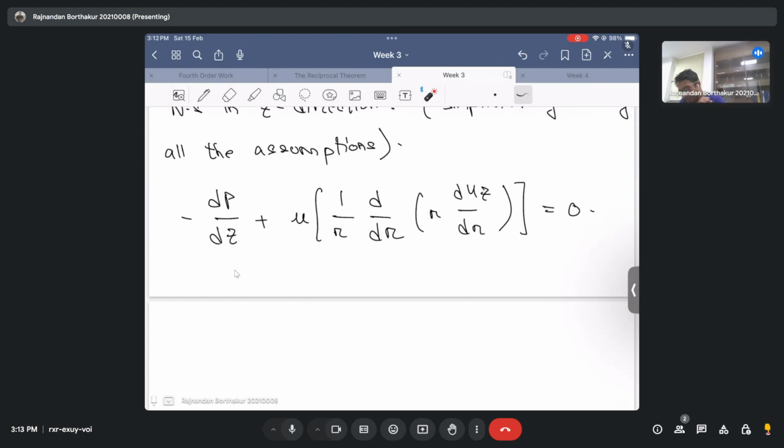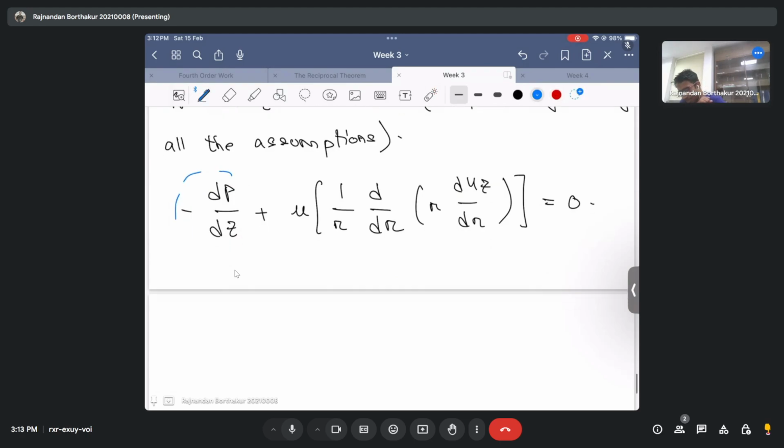But before that, since we know that there is an applied pressure gradient, which is reflected by this term minus dp dz, and we know that this is just a constant, just for the sake of not repeatedly writing minus dp by dz, I replace it with some g. So g is just the constant pressure gradient that I'm considering in my analysis, where g is nothing but minus dp by dz.